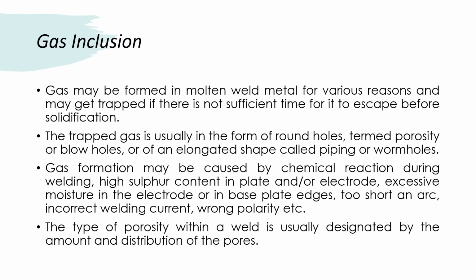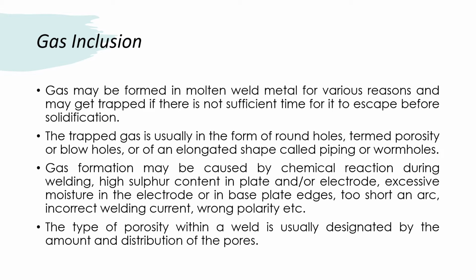Gas inclusion. Gas may be formed in molten weld metal for various reasons and may get trapped if there is not sufficient time for it to escape before solidification. The trapped gas is usually in the form of round holes, termed porosity or blowholes, or of an elongated shape called piping or worm holes.